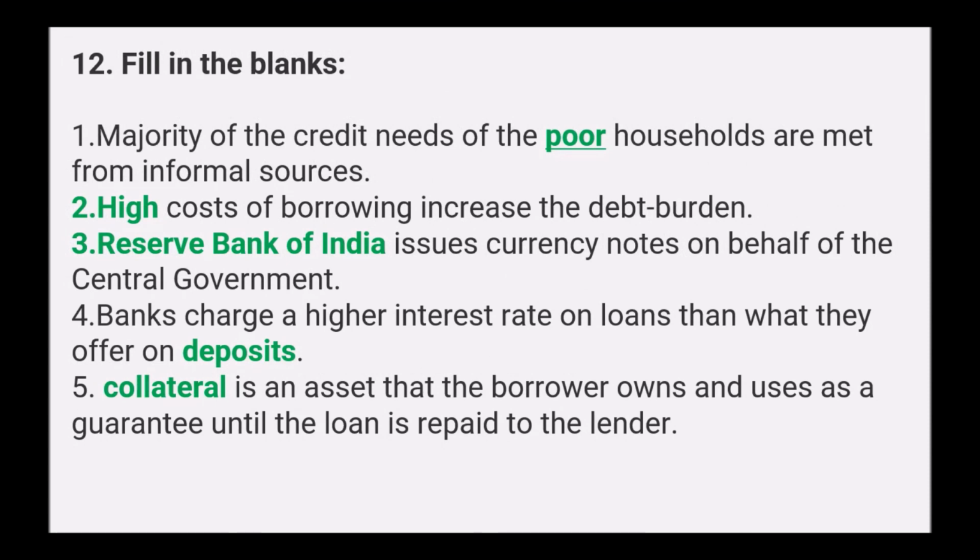Next, fill in the blanks. Majority of credit needs of the poor households are met from informal sources. High costs of borrowing increase the debt burden. Reserve Bank of India issues currency notes on behalf of the central government. Banks charge a higher interest rate on loans than what they offer on deposits. Collateral is an asset that the borrower owns and uses as a guarantee until the loan is repaid to the lender.